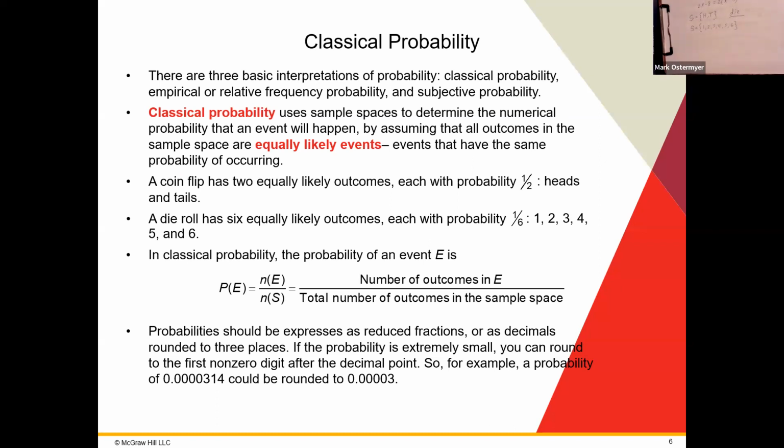Right. Now, the probabilities that we're going to work with in this class can be expressed either as reduced fractions or as decimals, rounded to 3 places. So they want these decimals to be rounded to the thousandths place. If the probability is extremely small, however, then you can opt to round to the first non-zero digit after the decimal point. So some probabilities are so small that sometimes you have to go beyond 3 decimal places to round it.